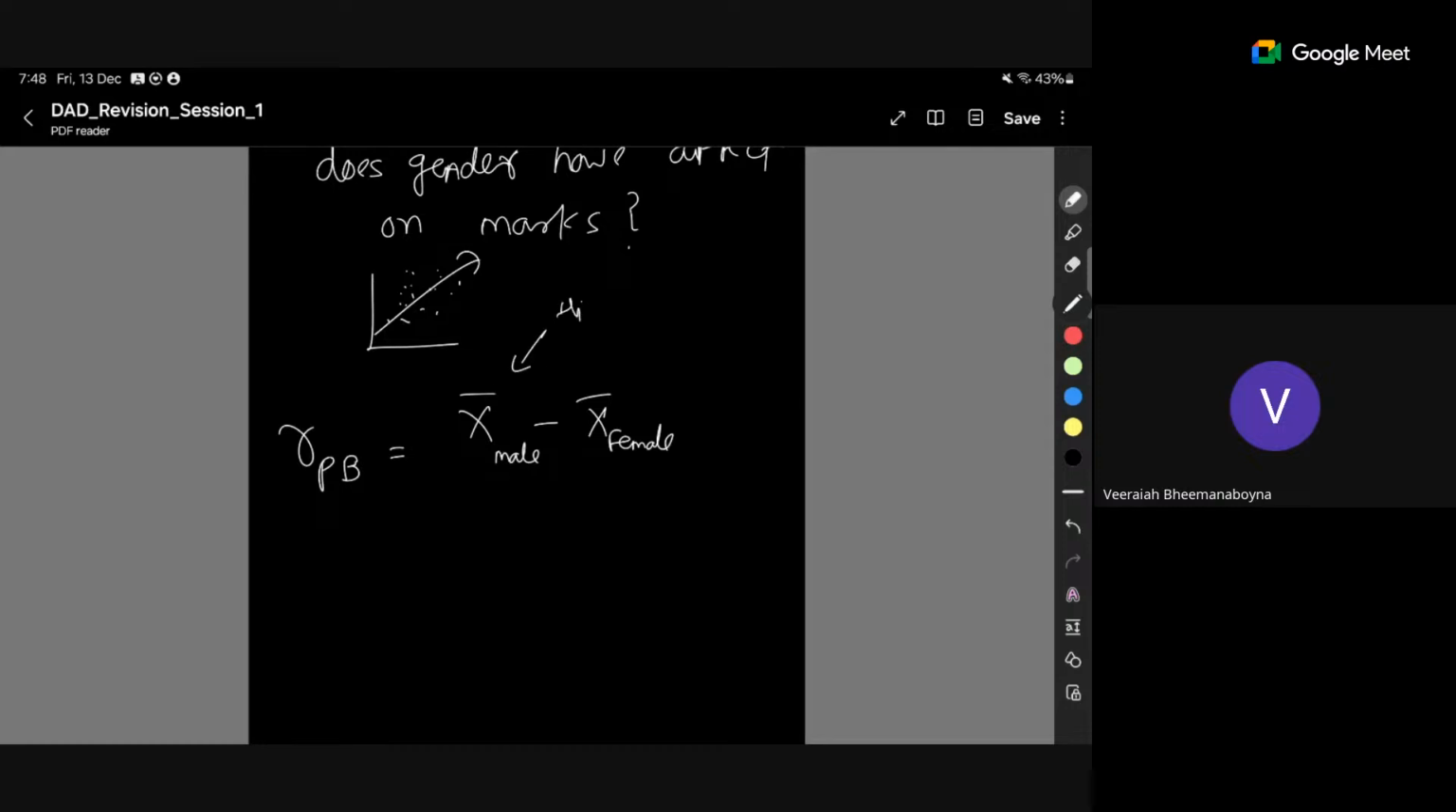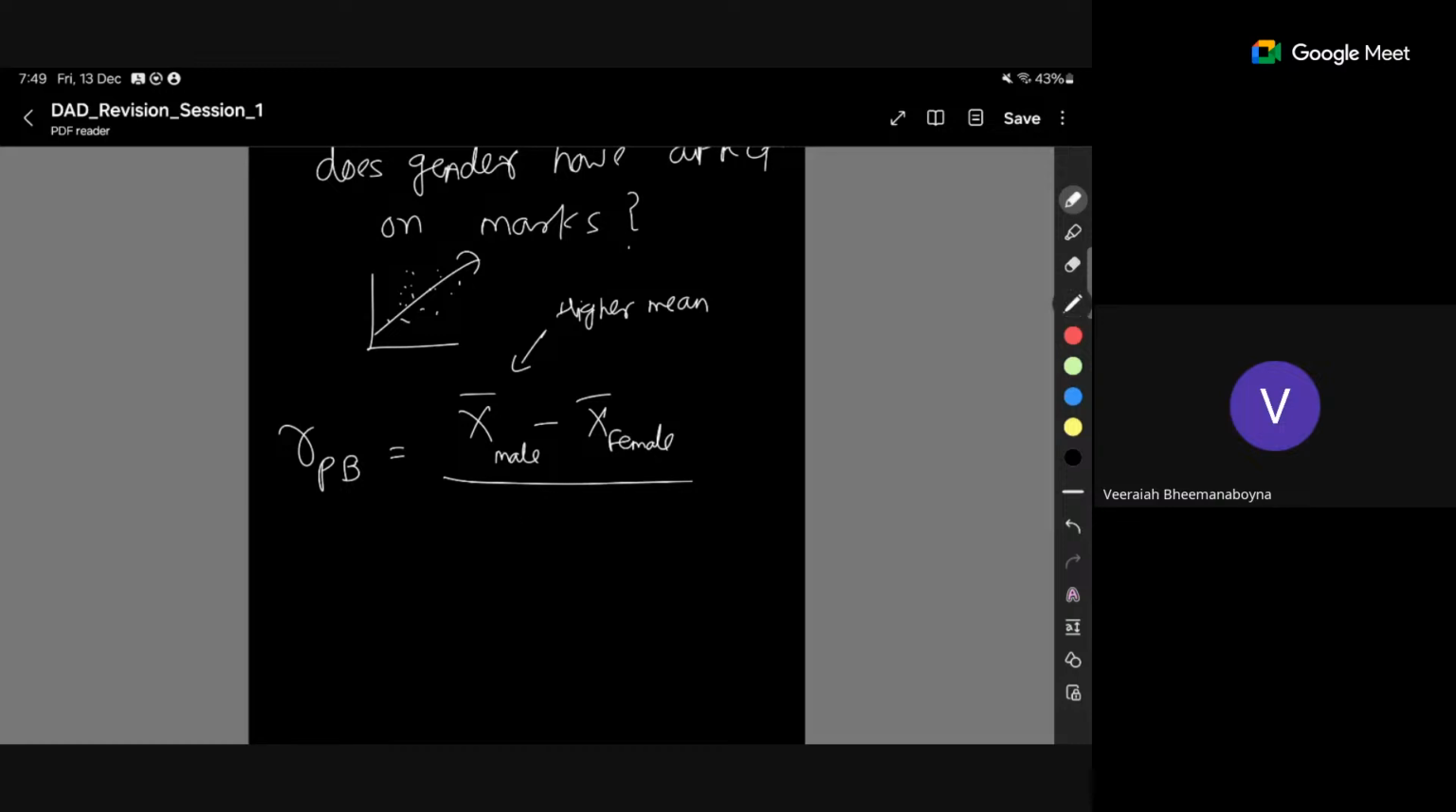Okay, the higher mean value we'll consider here. Generally we do that. We don't want this to be a negative value. You can have it as a negative value, but you have to interpret it accordingly. When somebody asks you, you have to explain it. So either you make it positive and then you don't need to explain much further, or you can directly say that yes, gender is this much correlated with the marks. Okay.